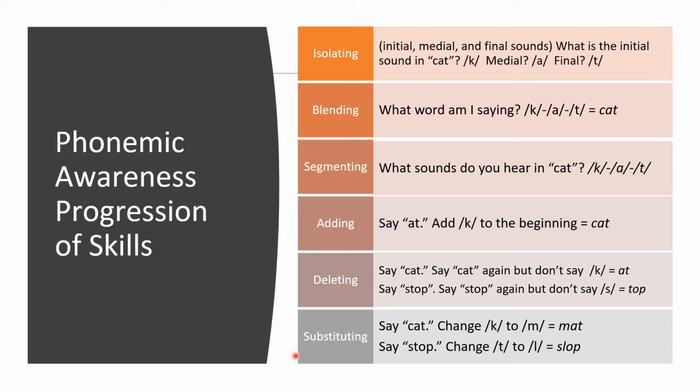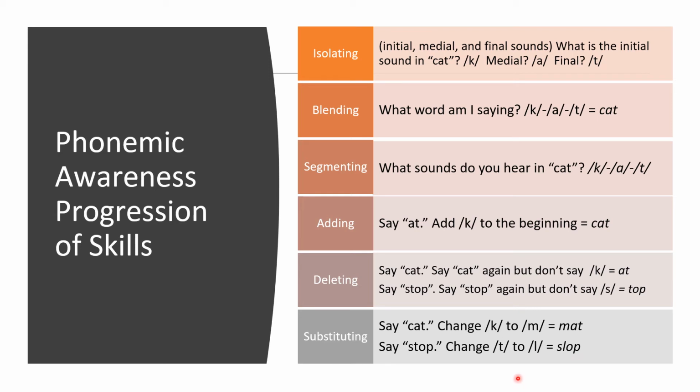Then we move on to the most complex, which would be substituting. We're asking students to change out a sound or a phoneme to make a new word. So for instance, say cat, change k to m, and you get mat. And then again, we can make it more complex by adding another sound. So now we have 4 sounds. Say stop, change t to l, and we get slop.